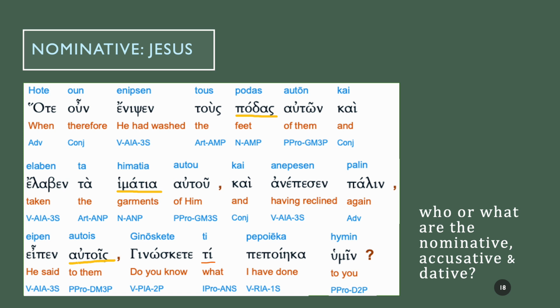And then we have himatia, the garments. Jesus takes them, and it's implied, therefore, that he puts them on. So they, again, are the object of the verbal action. In the last line, Jesus says to them. So they are in the dative here. So Jesus is saying, and they are hearing.